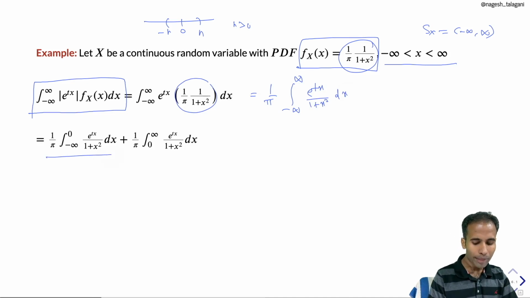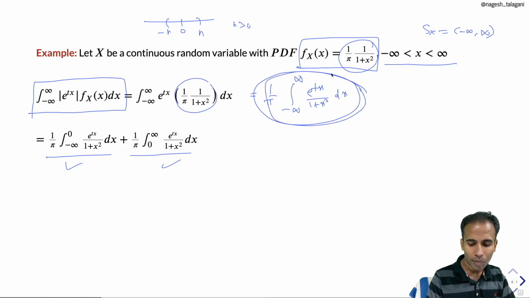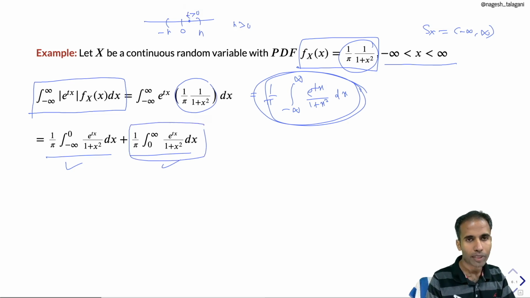1 by pi integral minus infinity to 0 e power tx by 1 plus x square dx plus 1 by pi integral 0 to infinity e power tx by 1 plus x square dx. If this integral converges, then these two must converge. That means if one of these two diverges, then this must diverge. I am going to show that for any t positive, because every neighborhood must contain some positive t, this integral diverges.